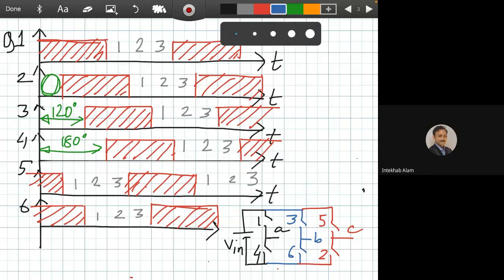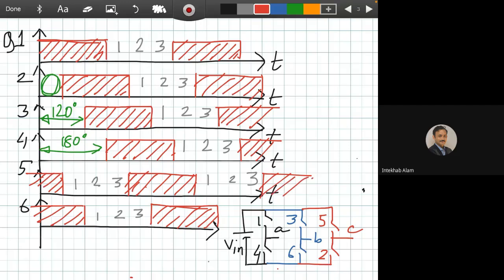Sure, from here. Yes sir. I am not disturbing the circuit, because we will need that circuit.